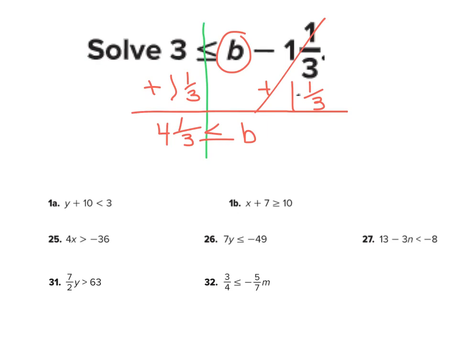Now remember what I said about rewriting your inequality with your variable on the left. So I'm going to rewrite this starting with b. I can see that my inequality symbol is open towards b, so I'm going to leave it like that, and then write what I have on the right, 4 1/3. All I've done is change the position and rewrite my inequality from left to right. We read this as b is greater than or equal to 4 1/3. I would have a shaded dot at 4 1/3, and then think of this as an arrow, so I would shade my number line to the right.